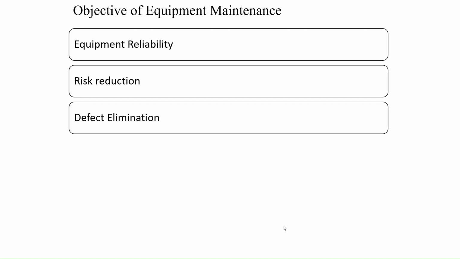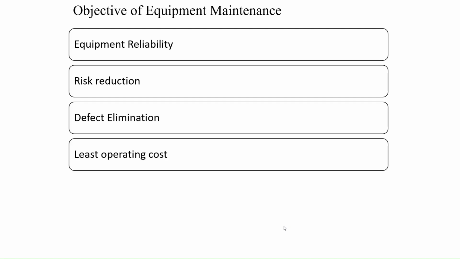4. Least operating cost. Efficient maintenance strategies, optimized resource utilization, and energy-efficient operations help achieve the lowest operating costs. By preventing breakdowns, extending asset life, and reducing waste, organizations can minimize expenses while maintaining high reliability and performance.